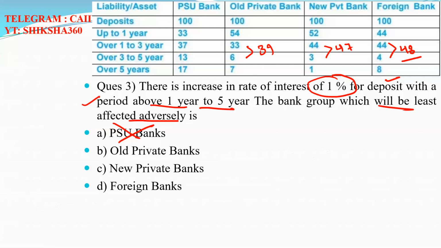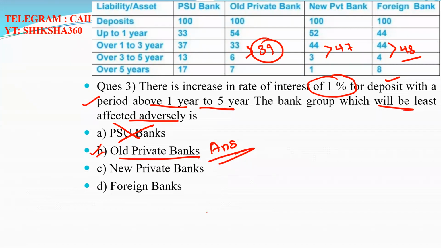Old private banks have the least deposits under that particular segment. So that is 39%. This one is the answer. That is old private banks. This one is our answer.